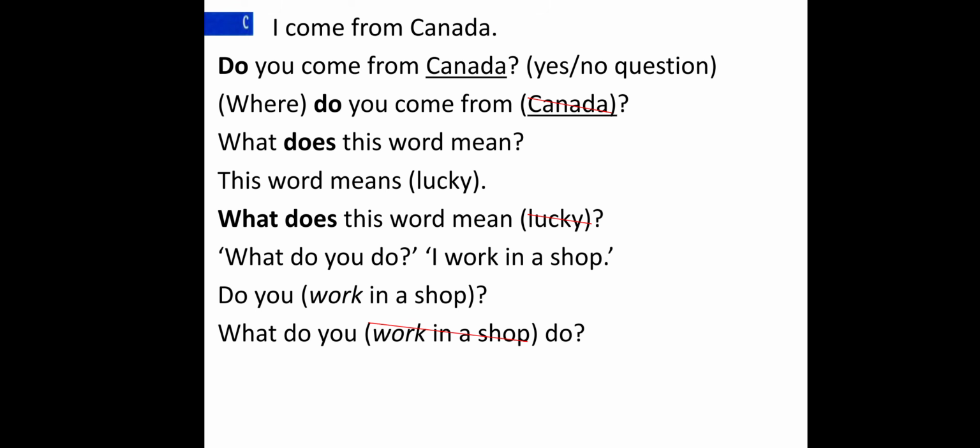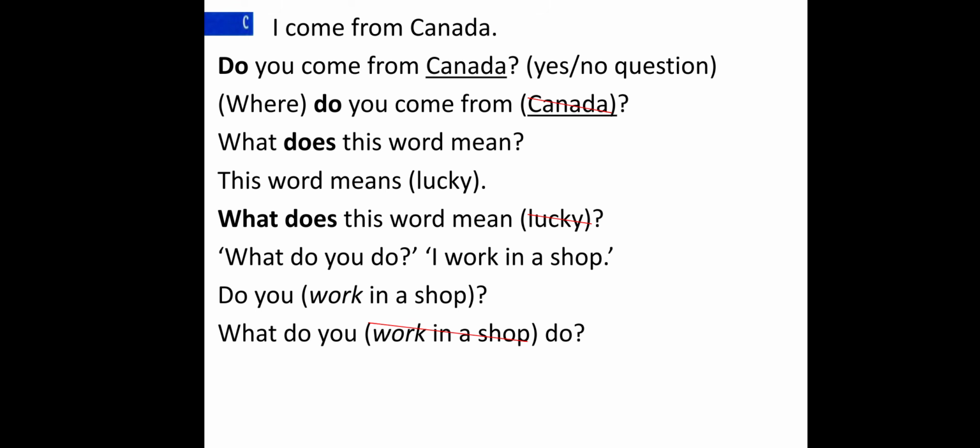To make a yes or no question, we must use a helping verb. Here we don't have a helping verb. Come is the main verb. So we use do or does in the present simple. We use do because come is a base form and the subject is plural. It becomes "Do you come from Canada?" This is a yes or no question.